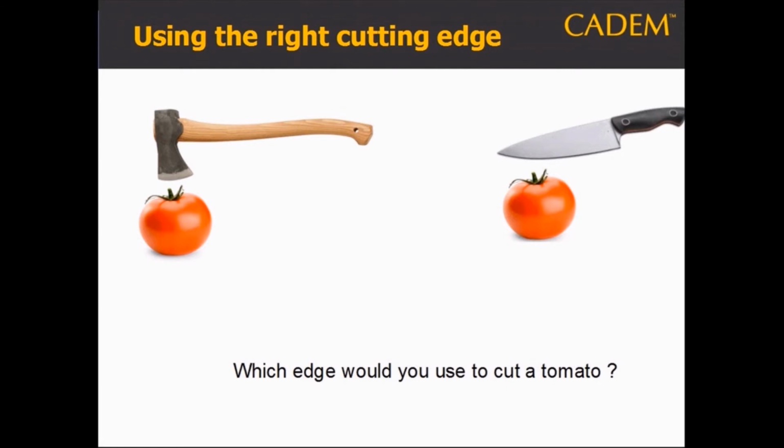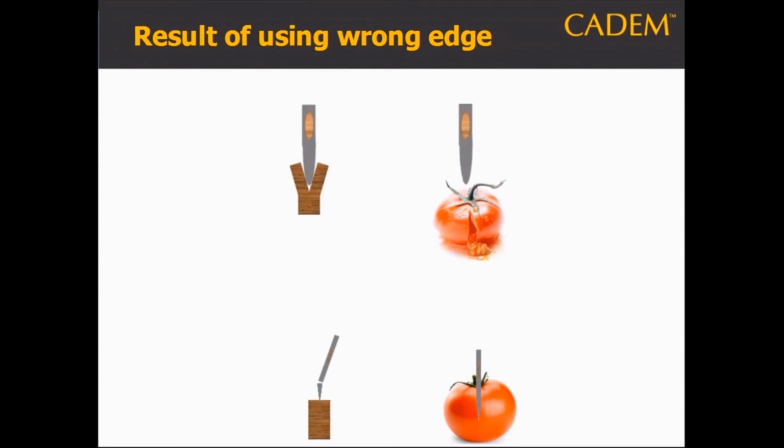Which cutting edge would you use to cut a tomato? The axe or the kitchen knife? This picture shows the cross sections of an axe and a knife. The axe has a broad, strong cutting edge that can withstand high cutting forces, and the knife has a narrow, weak cutting edge that cannot take high cutting forces.